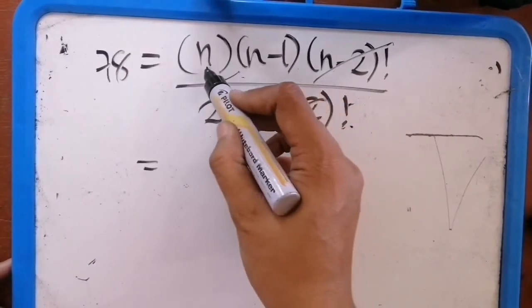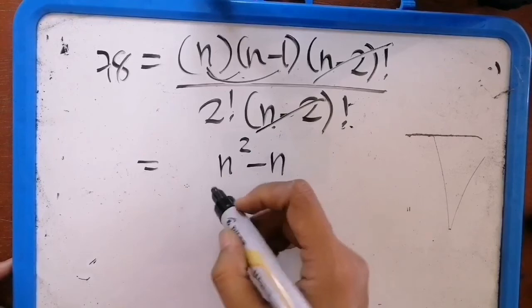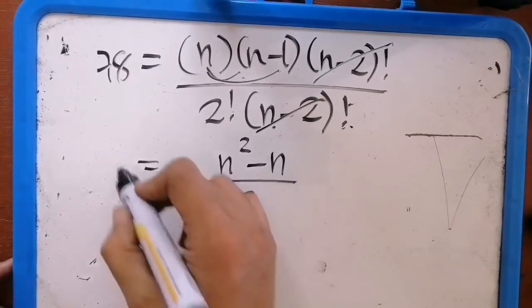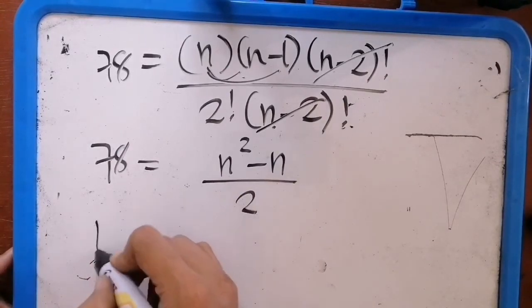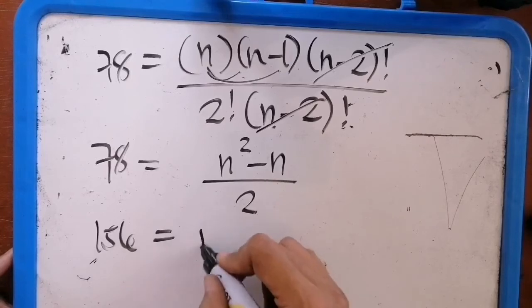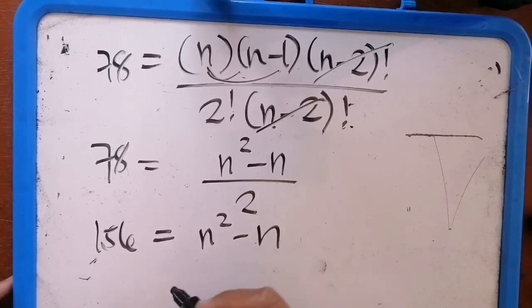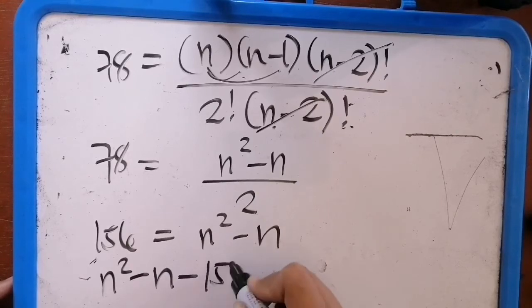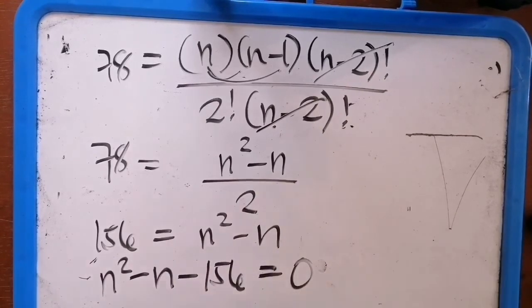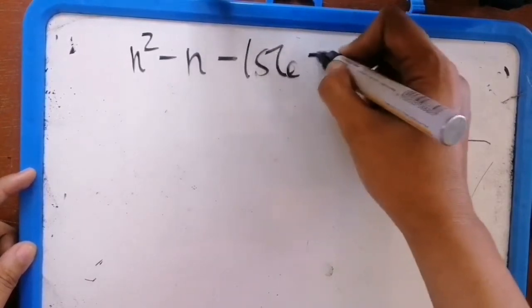And then, multiply natin using distributive property, so we have n squared minus n over 2 is equal to 78. Then cross multiply, so we have 156 equals n squared minus n. Then equate natin, gawin natin siyang general form. So we have n squared minus n minus 156 equals 0.